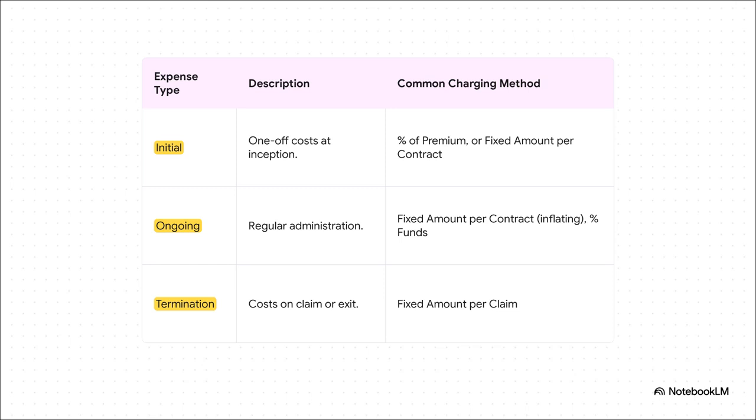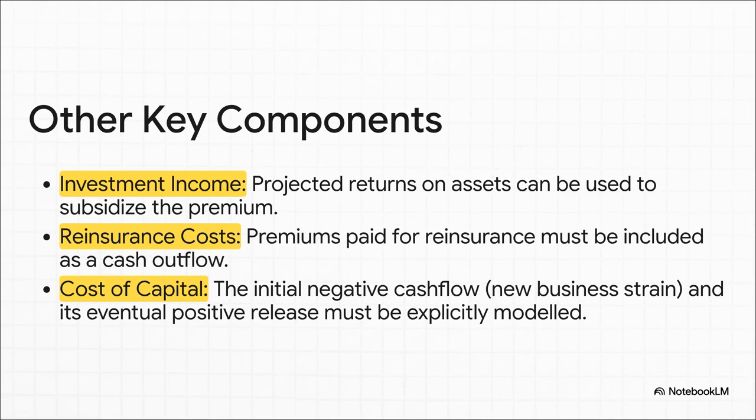So beyond the core cash flows, you have these three big hitters. These are the major financial levers you can pull. Your investment strategy, for example, directly feeds your income assumption, and a higher return can let you charge a lower premium. Reinsurance is your main tool for transferring risk, and that premium is a direct cash outflow.